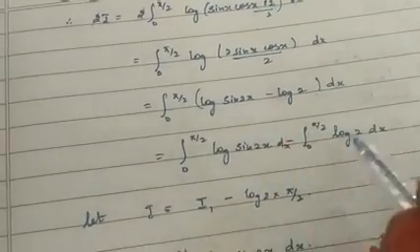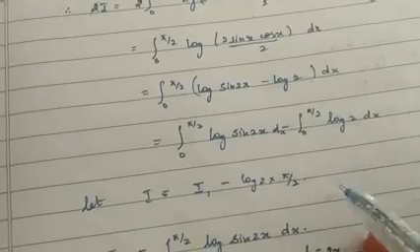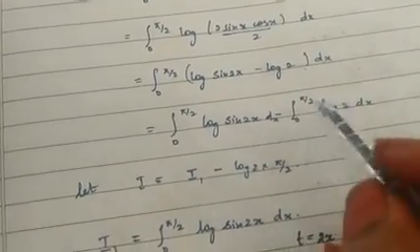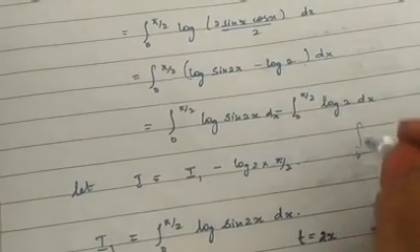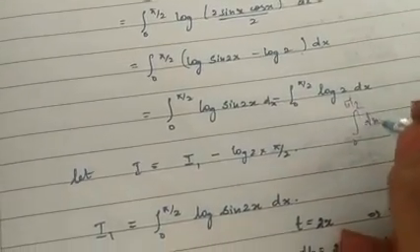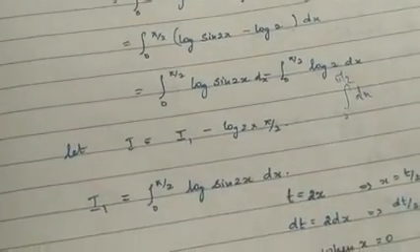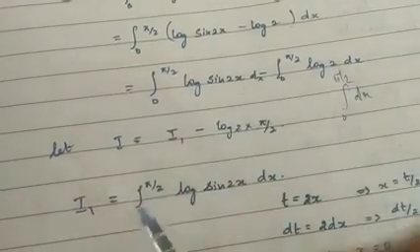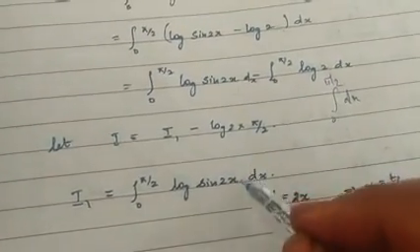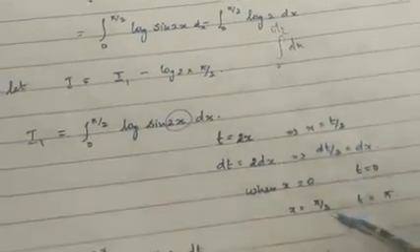After that, separate the integral. Now here in this, log 2 is a constant, so you can take it outside and integrate this alone. So you will get log 2 into x, integral over 0 to pi by 2, into dx. When you integrate this, you will be getting pi by 2. Therefore, I equal to I1 minus log 2 into pi by 2. So we are taking this to be I1. This 2x we are assuming to be t. After that, find out dt and change the limits.